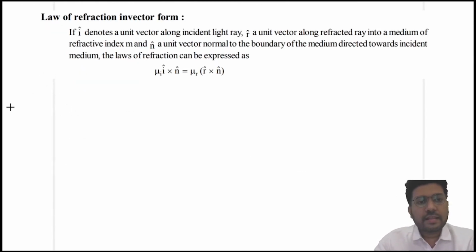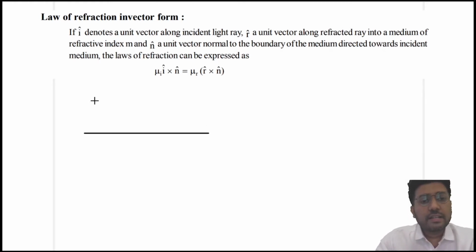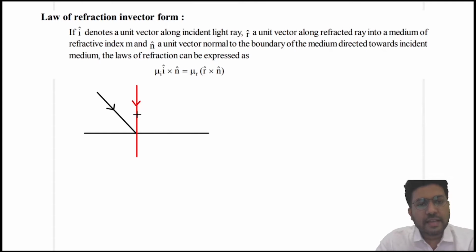Then there is the law of refraction in vector form. In the law of refraction in vector form, suppose you have a unit vector along the incident ray, which is represented by i cap, and there is a unit vector along the normal, which is represented by n cap. And there is a unit vector along the refracted ray, which is represented by r cap. So this is i cap, this is n cap, and this is r cap.